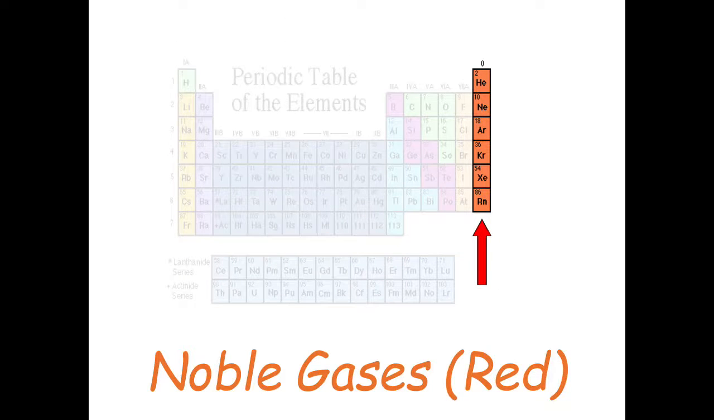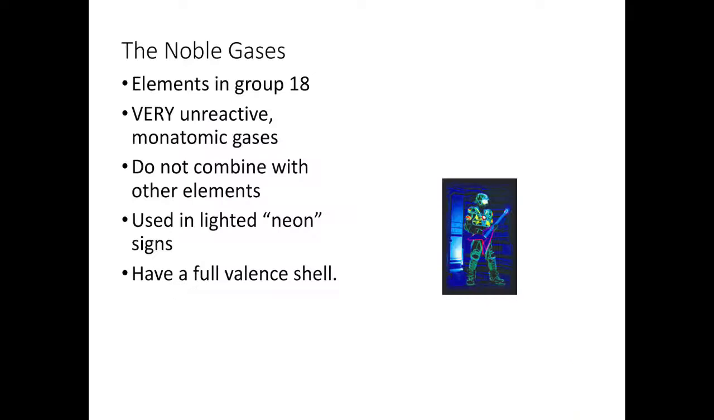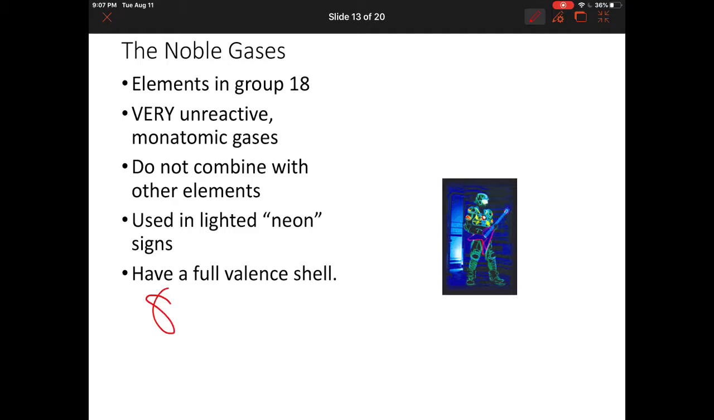All right, last group on the table are the noble gases. Noble gases are in group 18. They're very unreactive. So these are the least reactive on the entire table. They don't combine with other elements. They're used in neon signs. Those aren't always neon, but they are usually a noble gas. And they have a full valence shell. So these are the ones that have 8 valence electrons that we talked about in the last video, which means they are super stable.